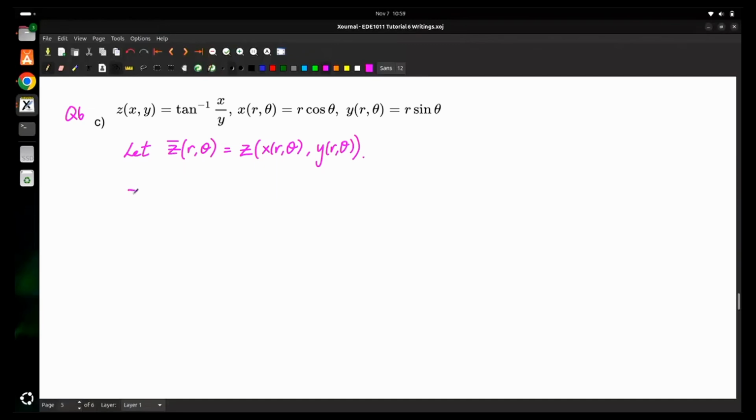Which means now I want to have z bar sub theta. So z bar sub theta means you have to differentiate with respect to theta on this z. Let me omit the independent variables. Then you use your chain rule. So it must be del z del x times del x del theta, plus del z del y times del y del theta.